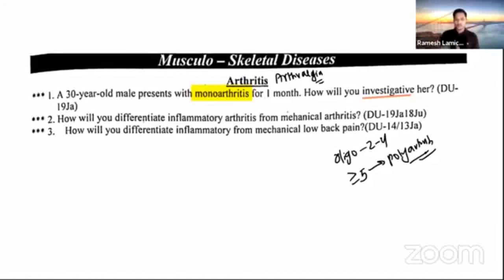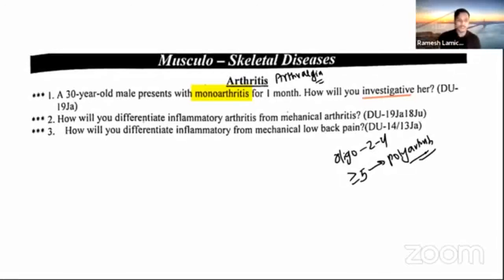Let's first discuss polyarthritis. Whenever polyarthritis comes to your mind, you have to think of three things, always three things: rheumatoid arthritis, SLE, and viral arthritis. These three are the only things you need to remember about polyarthritis.